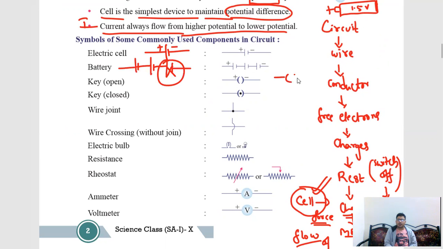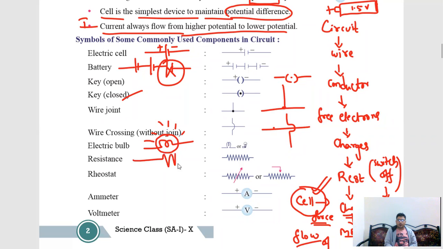Key: this is open, and if you put a dot it is closed. Wire joint: there will be one wire and one joint. Wire crossing: if wires are crossing, you have to draw an inverted C, reverse C, that is crossing. Bulb: how to represent it? A straight line, one wrinkled line like this, and a circle, that is the bulb. That is the off state. For the on state you have to draw like this. Resistance: a straight line with a few spikes. Rheostat: a resistor with one arrow mark, that is nothing but a variable resistor.